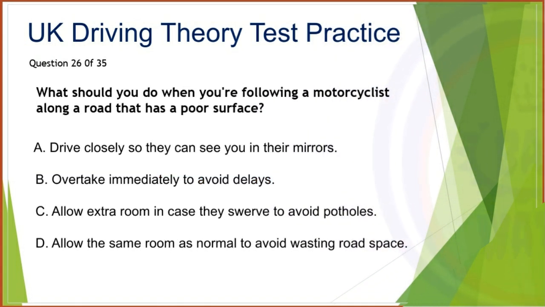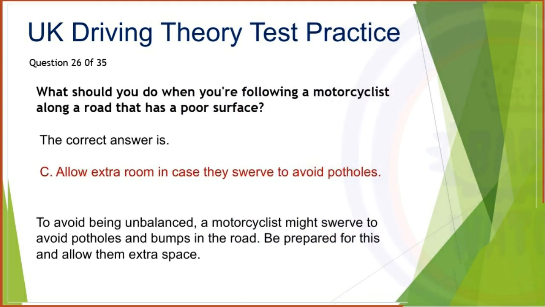Question 26 of 35. What should you do when you're following a motorcyclist along a road that has a poor surface? A. Drive closely so they can see you in their mirrors. B. Overtake immediately to avoid delays. C. Allow extra room in case they swerve to avoid potholes. D. Allow the same room as normal to avoid wasting road space. The correct answer is C.